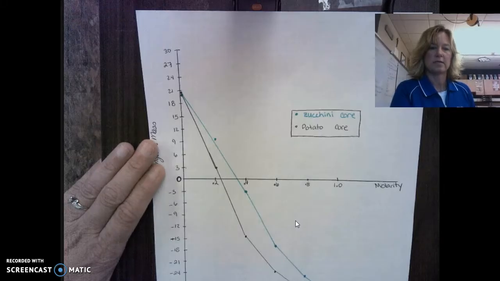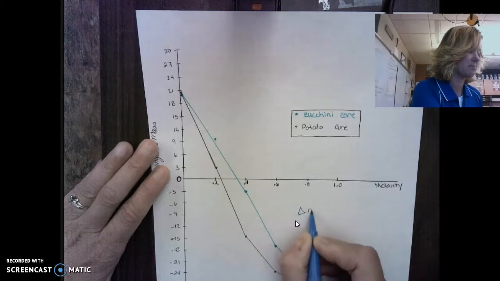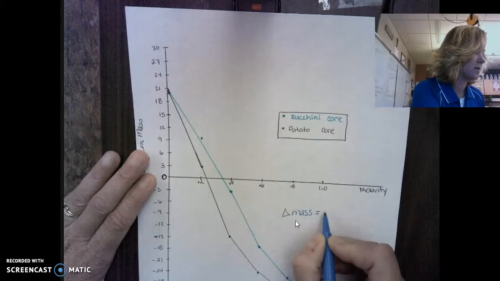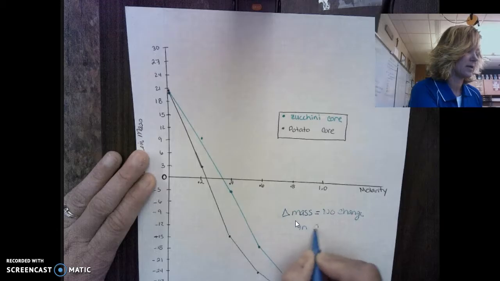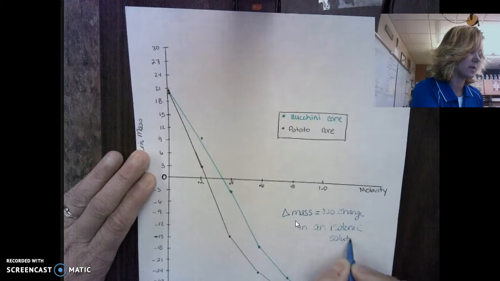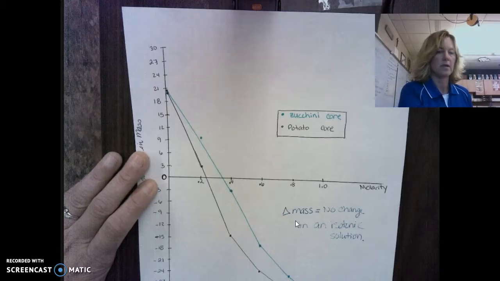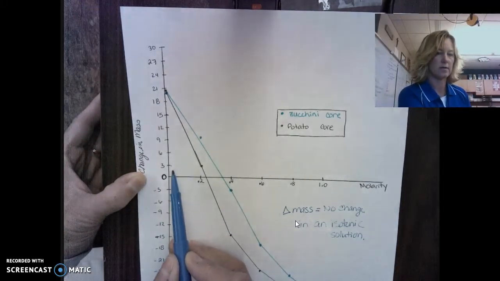After I connect the dots, again, what do we know? Well, we know that the change in mass will be zero, there will be no change, in an isotonic solution. So once I have my information plotted, I ask, where do I have zero change in mass? Zero change in mass is right here on the x-axis.